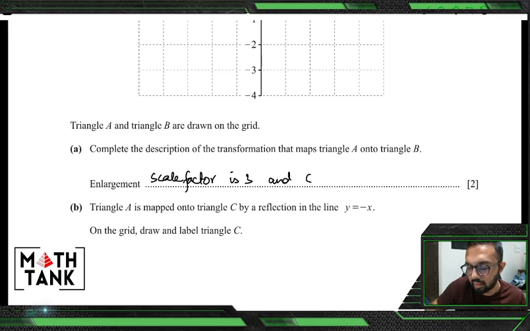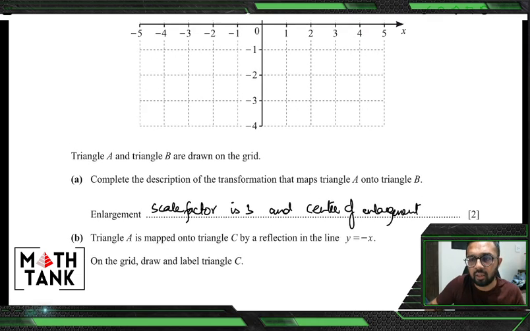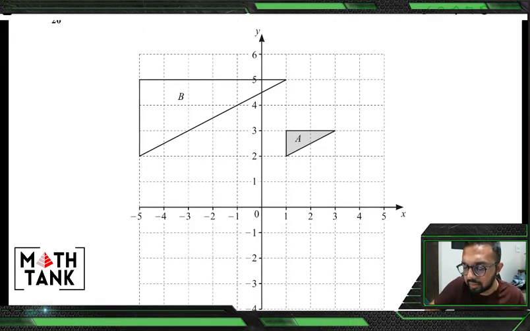And center of enlargement. How do you find the center of enlargement? What you do is you connect the object with its image. You take one set and you connect the object with its image, you draw a straight line through that.